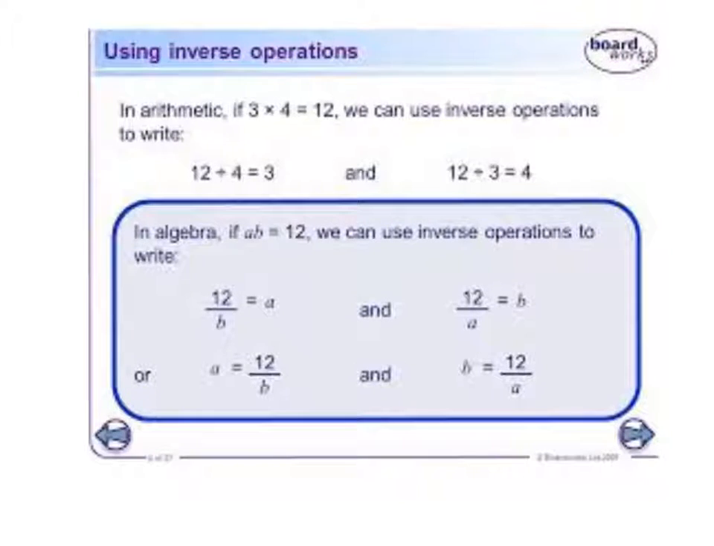Here's another example. It's a little fuzzy, but I think you can get it. In arithmetic, if 3 times 4 equals 12, we can use inverse operations to say 12 divided by 4 equals 3, and 12 divided by 3 equals 4. That's something that you already know how to do. In algebra, if you have AB, which means A times B, equals 12, we can use inverse operations to write 12 over B equals A, and 12 over A equals B. So we took the inverse.